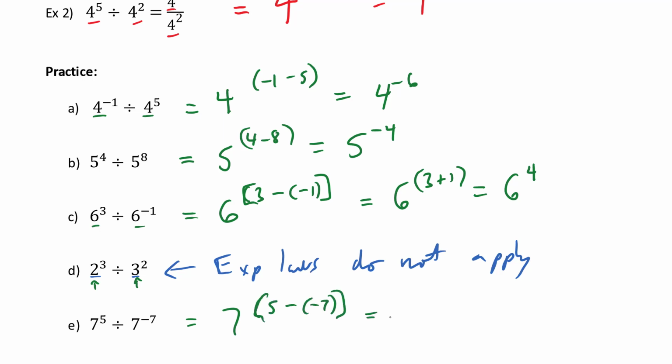Lastly here, both 7s, 7, 5, minus 7. Again, two negatives make a positive. 7, 5 plus 7, 7 to the 12. So be careful when you have a negative exponent and you're dividing it.